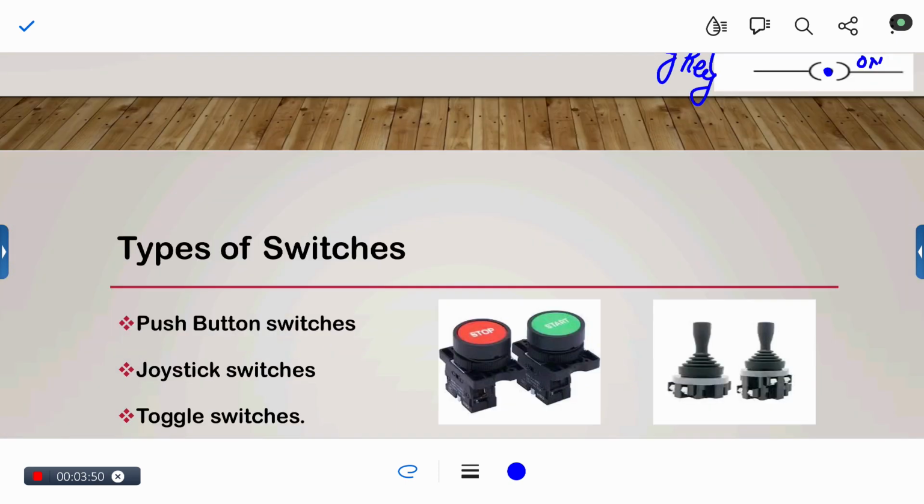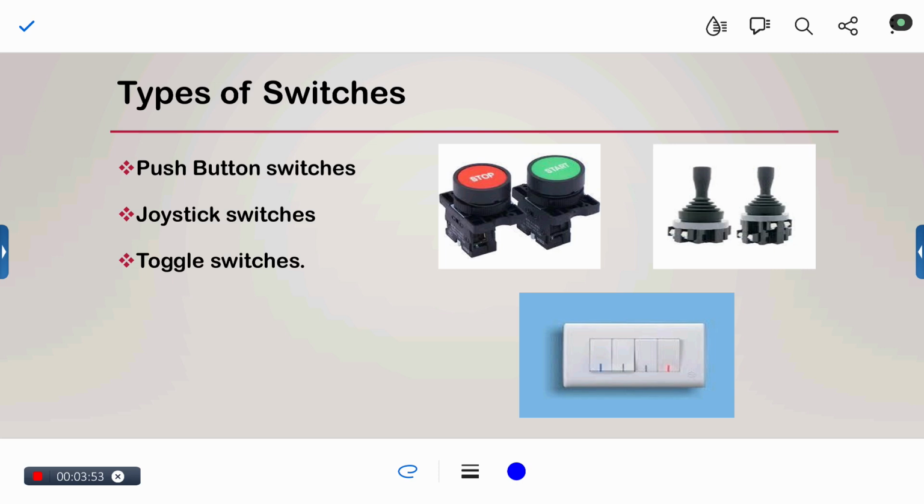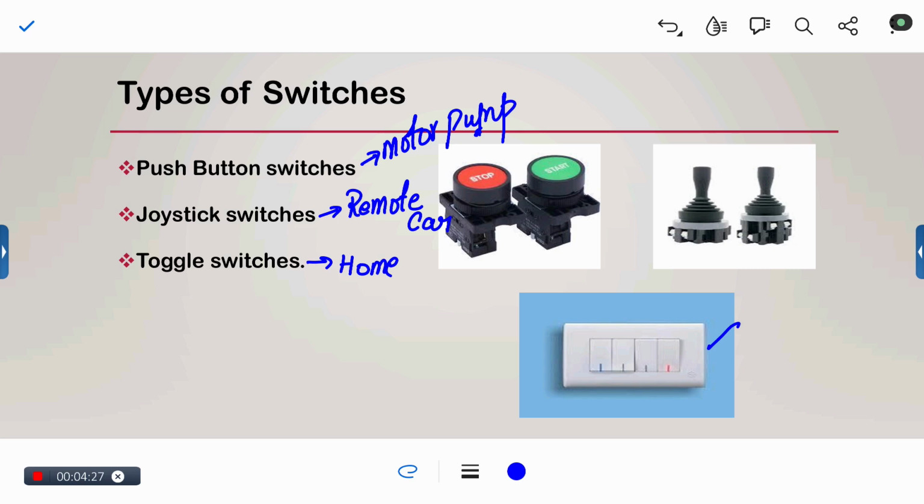These are the basic things. Now, what types of switches are there? Generally, there are three types of switches: push button switch, joystick switch and toggle switch. A push button switch we will be using in the case of motor pumps. A joystick switch we will be using in remote cars. Whereas the switches that are used in our home, the switch represented over here, these types of switches we will be calling toggle switches.